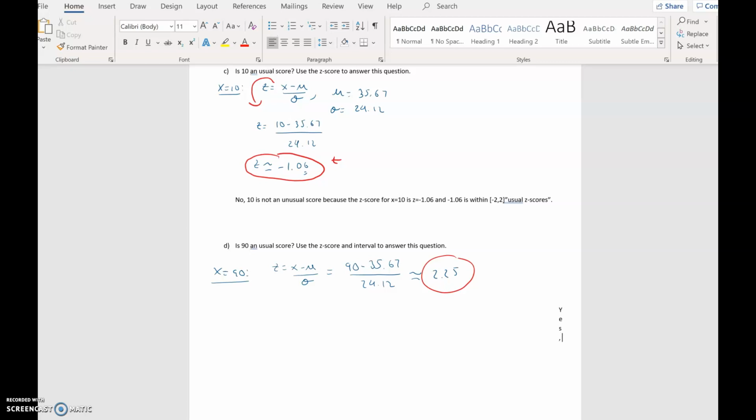that yes, the score of 90 is unusual since the z-score for 90 is z equals 2.25 and is outside of technically the interval of -2 to 2, and this is the usual z-score interval.